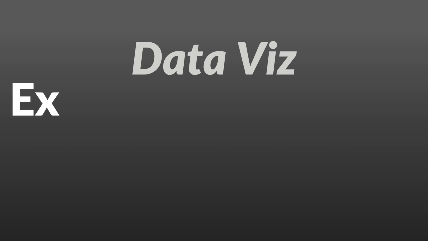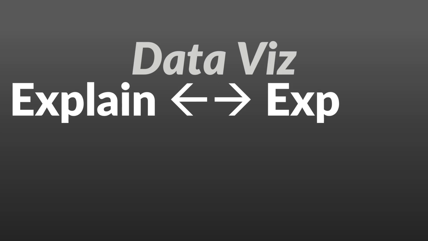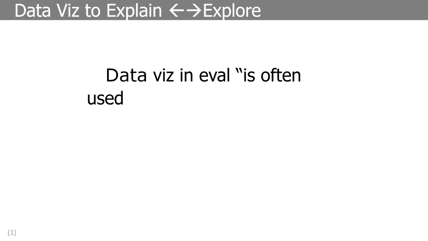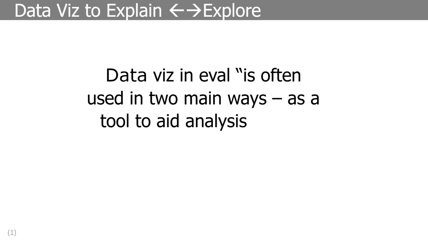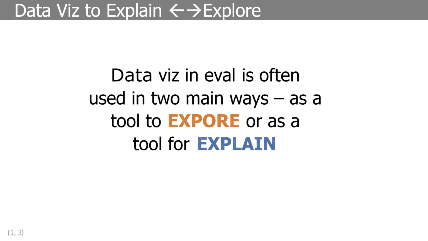One way to think about using data viz in program evaluation is around a bi-directional model of explaining or exploring data. Data viz in eval is often used in two main ways, as a tool to aid analysis or as a tool for communication. The model of explain or explore fits well within this understanding of data viz in eval.